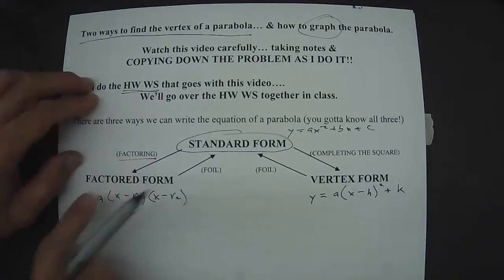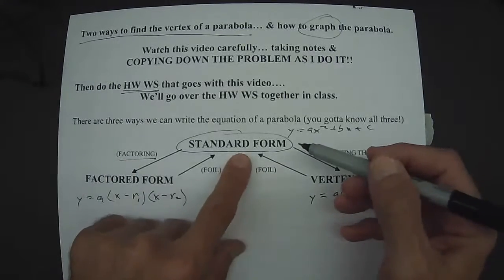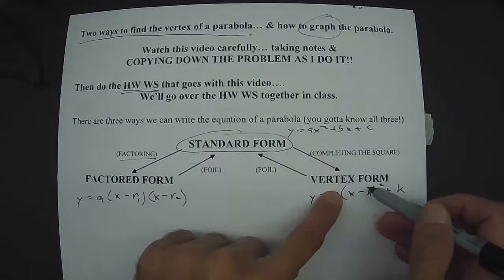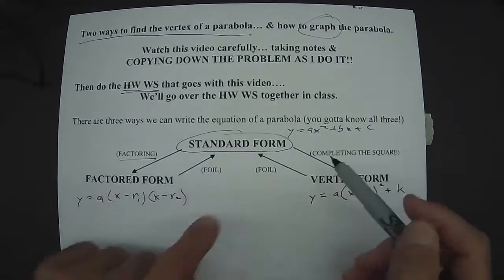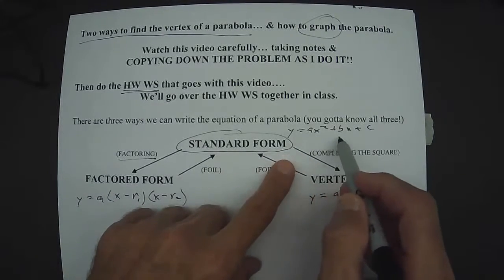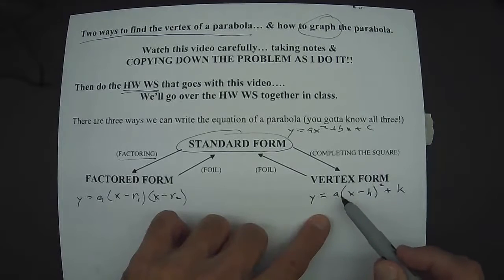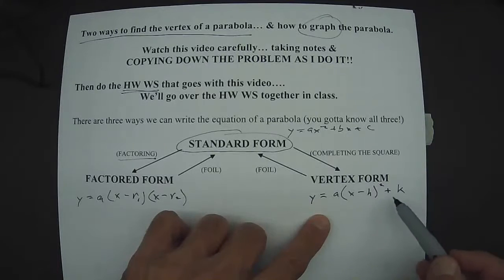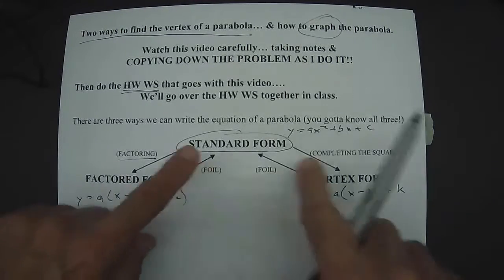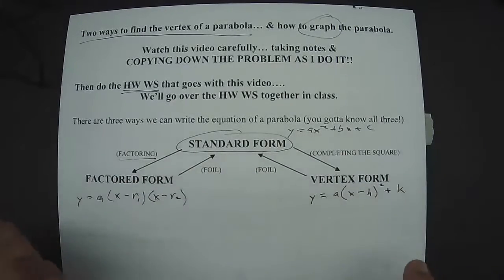So there are three ways we can write the equation of a parabola. We have standard form, vertex form, and factored form. Standard form is y equals ax squared plus bx plus c. Factored form is a times parentheses x minus r1 times parentheses x minus r2. And vertex form is y equals a times parentheses x minus h, that parentheses is squared, plus this other number k. Okay? And you have to be able to go back and forth between the three forms.